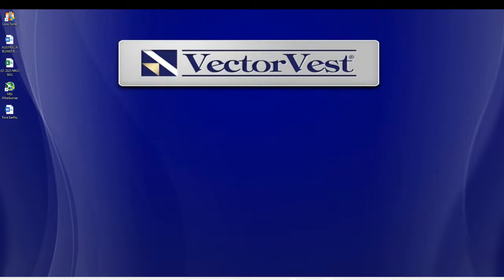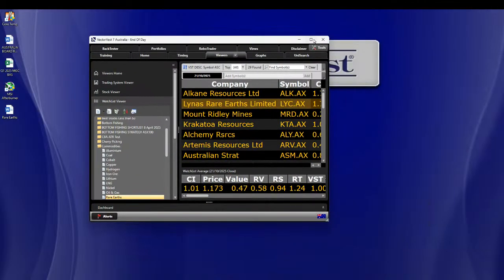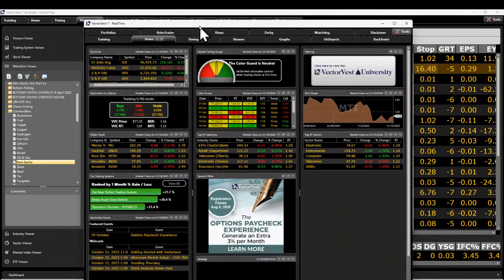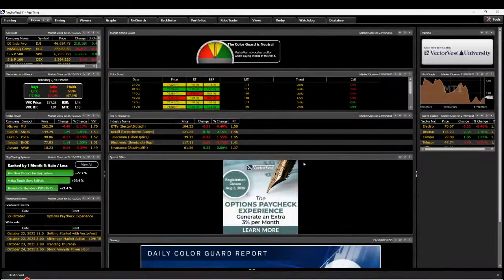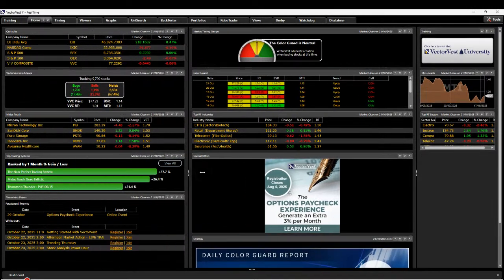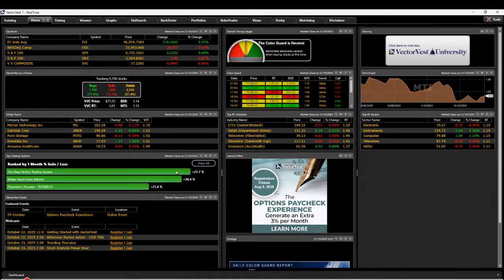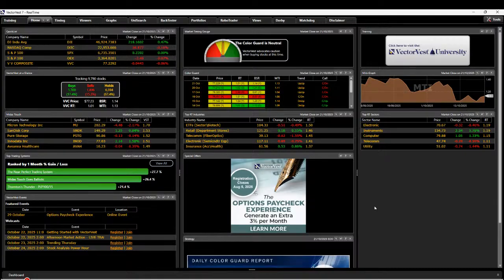So what I'm going to do here is load up VectorVest, and I've got Australia here to begin with, and I'll bring over America. All right, so there's Australia, here's America. So you can use VectorVest to load up both Australia and America. Lots and lots of detail in here. You can design the system for the layout that works best for you. You don't have to have it all looking fancy like this.